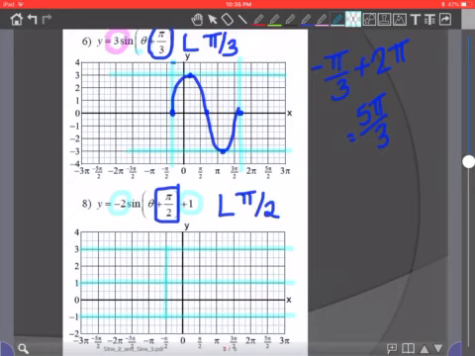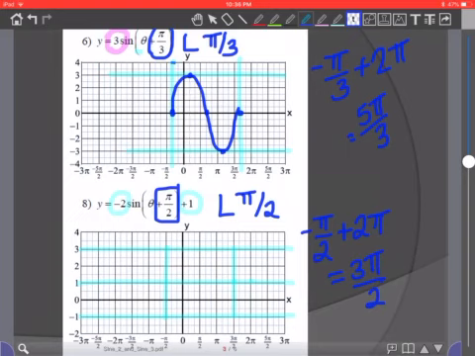Okay, so normally it should cross at 2 pi, but because I've shifted it to the left by pi over 2, I'm now at 3 pi over 2. If you need to work it out mathematically, at -pi over 2, the period is 2 pi, so I'm adding 2 pi to it. So now my graph should end at 3 pi over 2.